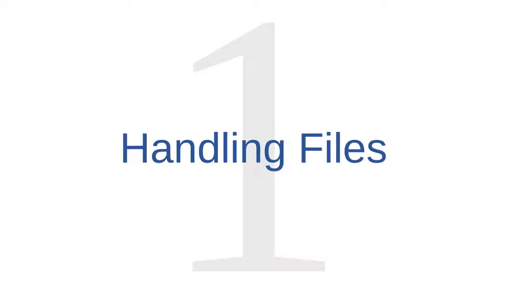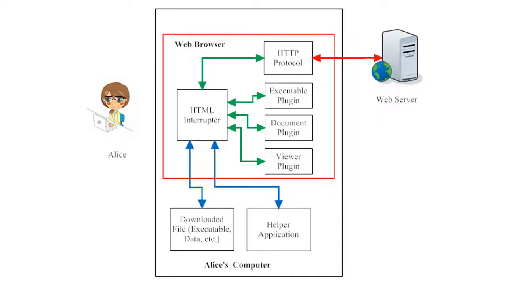Safe browsing issue number 1 is handling files. This diagram shows how Alice's computer interacts with files from the web. If you understand how a web browser interacts with files from the web, then you will stand a better chance of avoiding malware from the web. Let's examine this diagram beginning on the right side of the page.